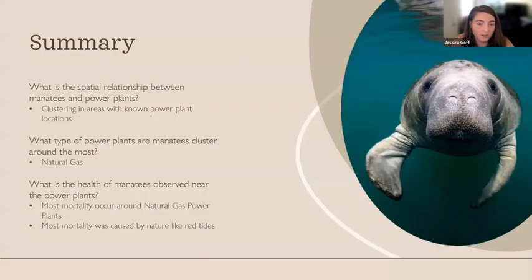So, in summary, we learned that there is indeed clustering around known power plant locations. Their favorite type of power plant to cluster around is natural gas. And lastly, most mortality occurs around natural gas power plants when comparing types of power plants and mortality. And most mortality was caused by nature, like red tides.